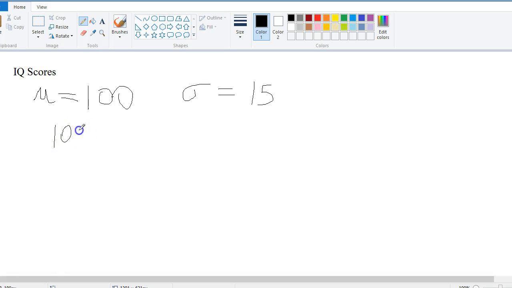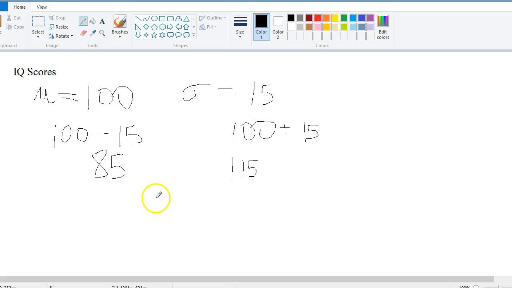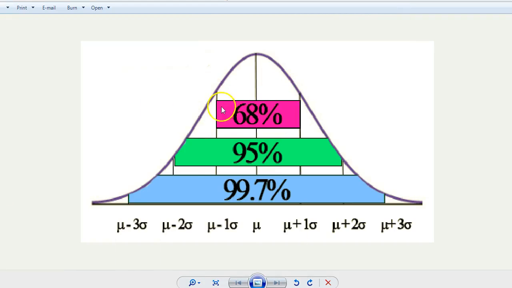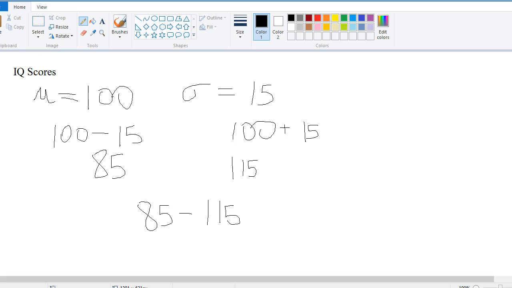Well, if I go one standard deviation below the mean, which is 85, or I go up to one standard deviation above the mean, which is 115, that creates a range of values of 85 to 115. Well, according to my empirical rule here, 68% of the data should fall in that range, which means 68% of people should fall between an 85 to 115 IQ score. So hey, that starts to give you an idea of scale.